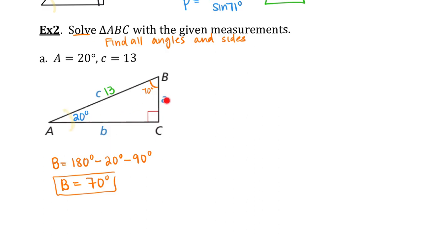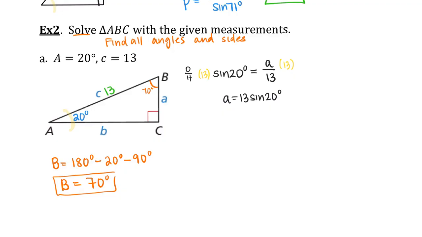From angle A is the opposite side. And the only other side I know is the 13, which is the hypotenuse. So what do I have? Opposite and hypotenuse? That's sine. So I'm going to do the sine of 20 degrees equals opposite over hypotenuse. I'm going to times 13 on both sides. So A is 13 sine 20 degrees.